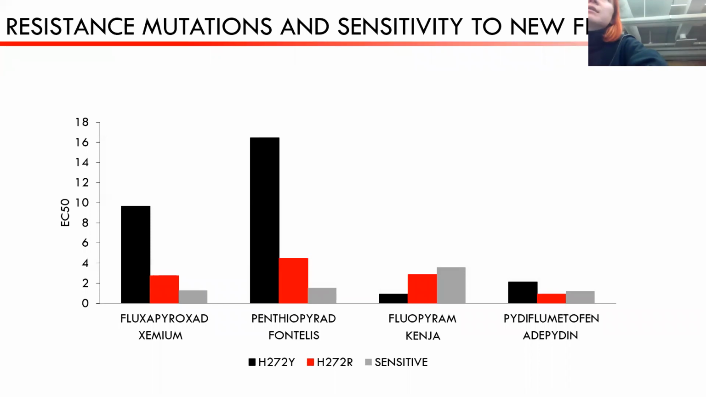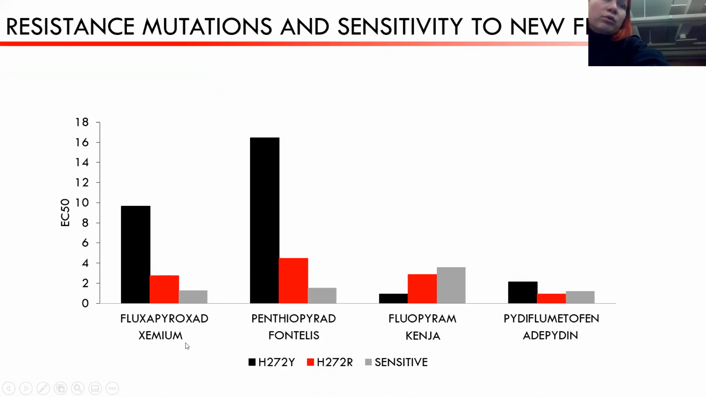We took these Botrytis isolates, and we screened them on the new FRAC group 7 fungicides. Here you can see the results of this analysis. We have our 4 FRAC group 7 fungicides on the x-axis, and the resistance value, the EC50 value, which is a standardized measure of resistance, on the y-axis. And since we knew what mutation is present in what strain, we were able to separate them by mutation too.